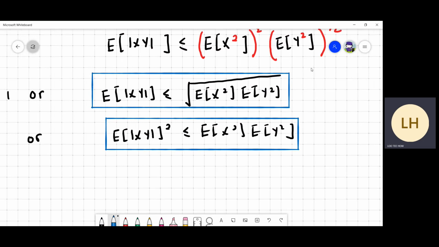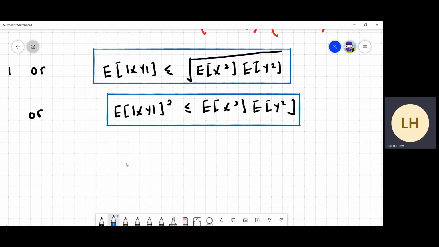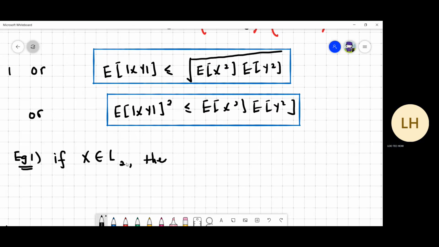Okay, so we shall look at some examples regarding this Cauchy-Schwarz inequality. Okay, so let's look at the first example here. Example 1: if x belongs to L2, then x belongs to L1.